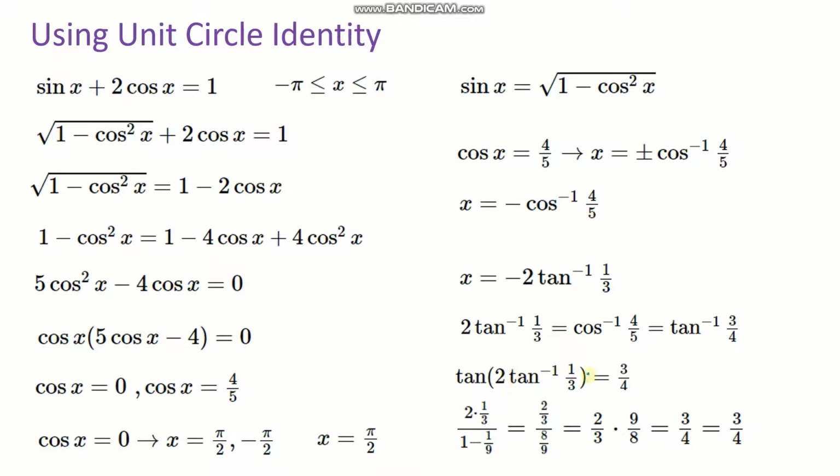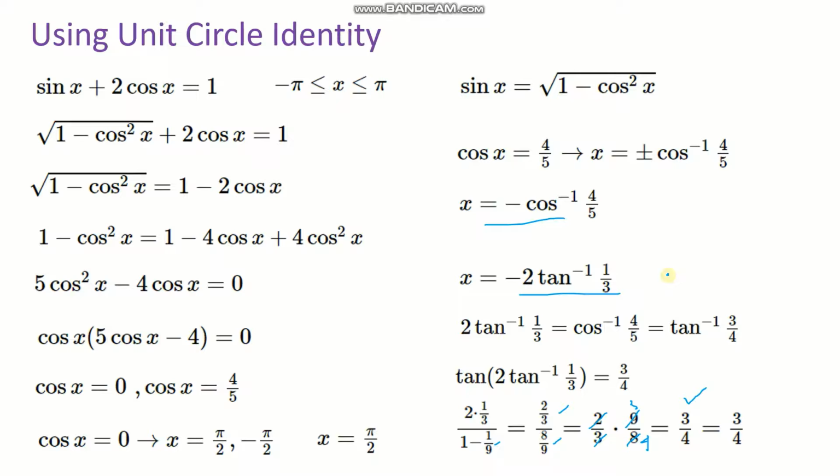We have 1 minus (1/3) squared, same as 1 minus 1/9. Simplifying, we have (2/3) over (8/9). Take the reciprocal of the denominator. We have 2/3 times 9/8. The 9 and 3 become 3, and 2 and 8 become 4. So we have 3/4, equal to 3/4. Hence, these two angles are actually the same, just of different form.